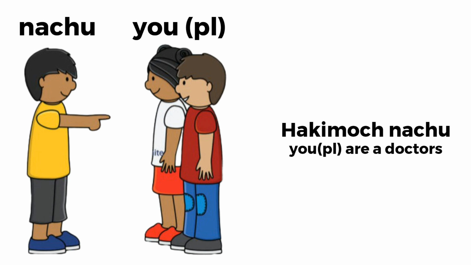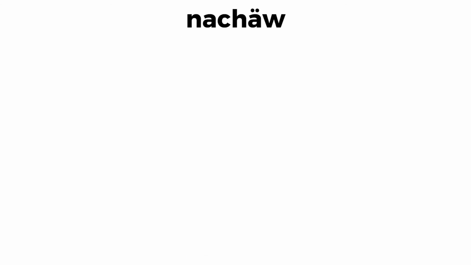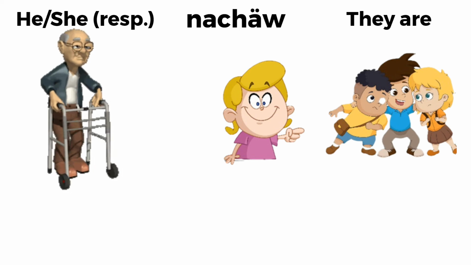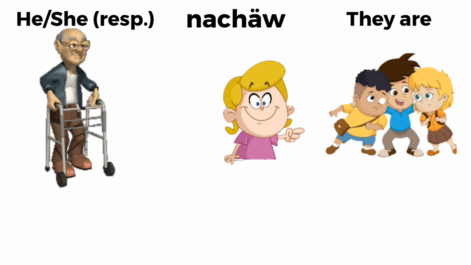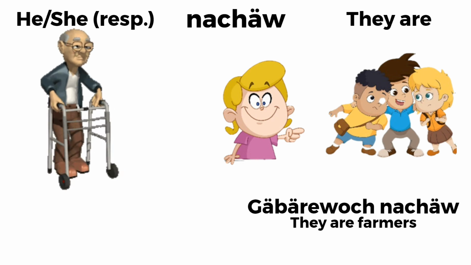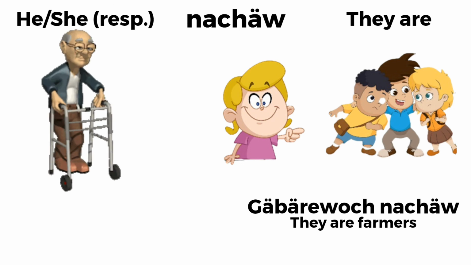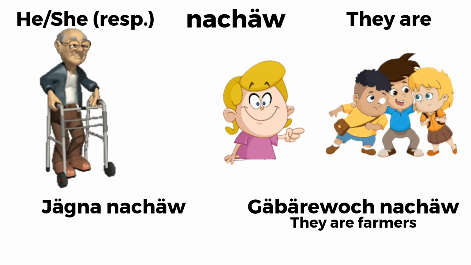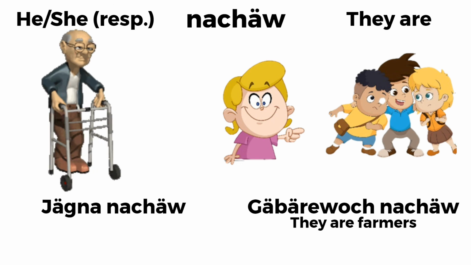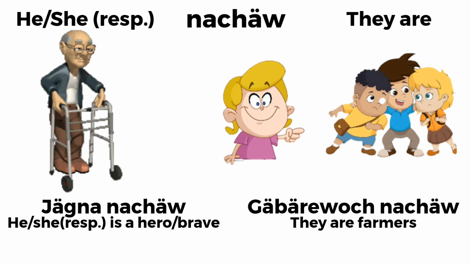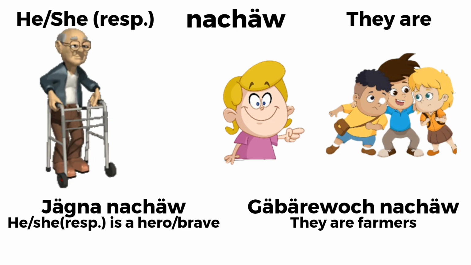ሐኪሞች ናችሁ. And last one is ናቸው. ናቸው can be both they are and also he or she, polite form are. So it can be both. So with the plural form, you can say ገበሬዎች ናቸው. And with the polite form, with elders, you can say ጀግና ናቸው. And if you haven't already, please watch the video about plural construction and sentence structure in Amharic.